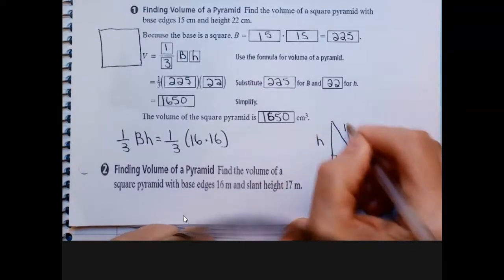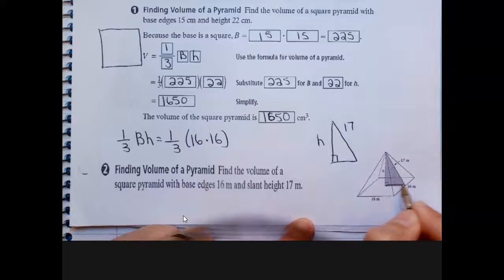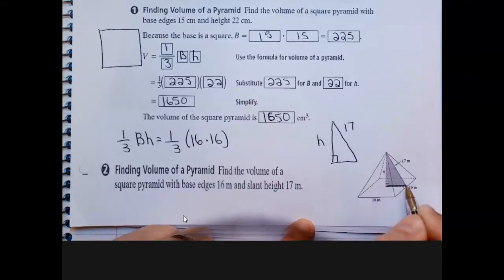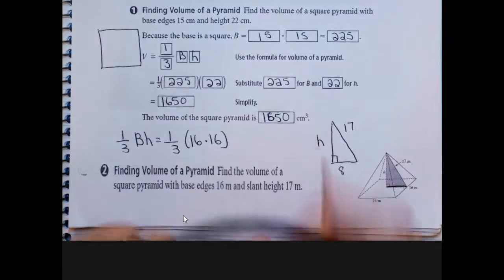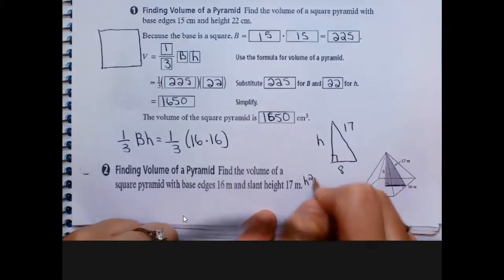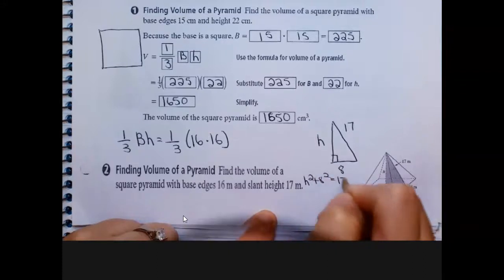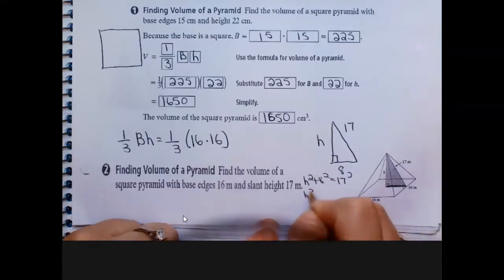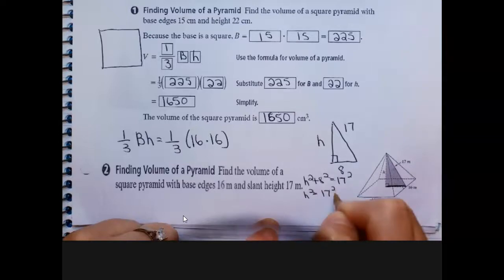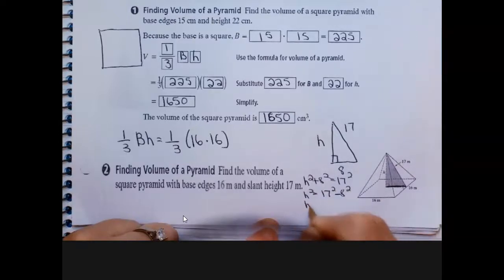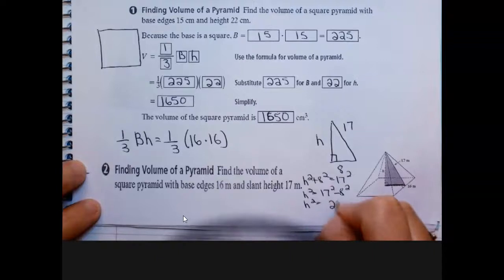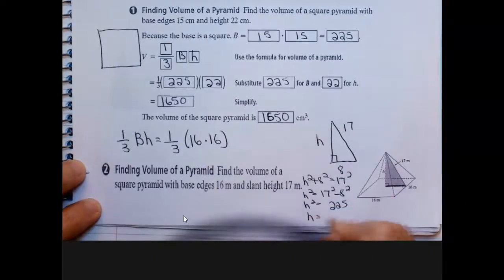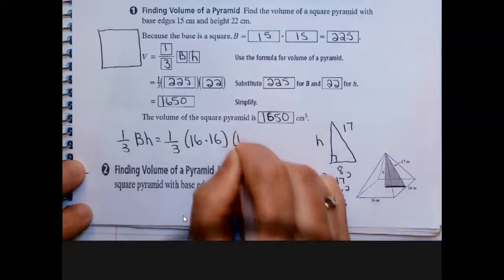I have the slant height to be 17, and some of you made the mistake on your quiz. This whole length is 16, so from here to here it would be 8. We're going to set up using the Pythagorean theorem. H squared plus 8 squared equals 17 squared. Ultimately, I do 17 squared minus 8 squared. I get 225, and taking the square root, I end up with a height of 15.